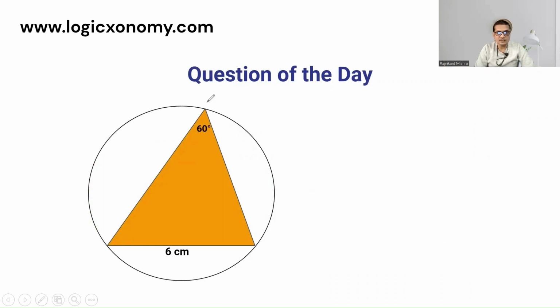Now the question of the day. In this triangle ABC, angle A is equal to 60 degrees and BC is equal to 6 centimeters. Here you have to find the area of this outer circle, which is known as the circumcircle. Here we use the sine formula, according to which a upon sine A is equal to 2R. Here a is 6 centimeters, sine A, sine 60 degrees, is equal to 2R. Here R is the radius of this circumcircle.